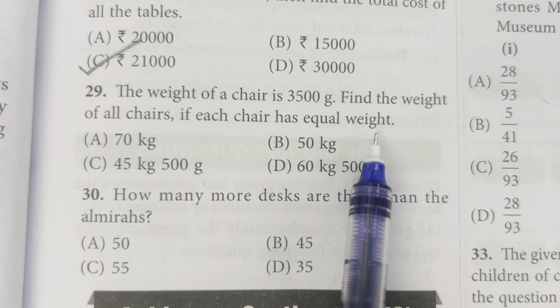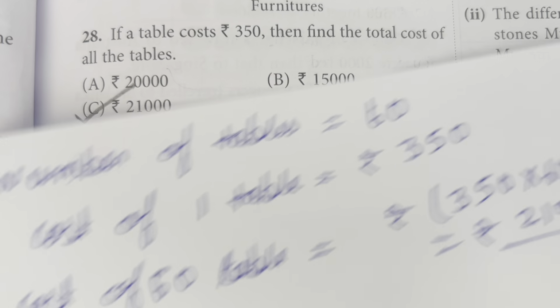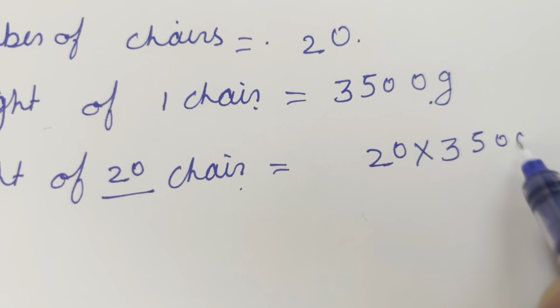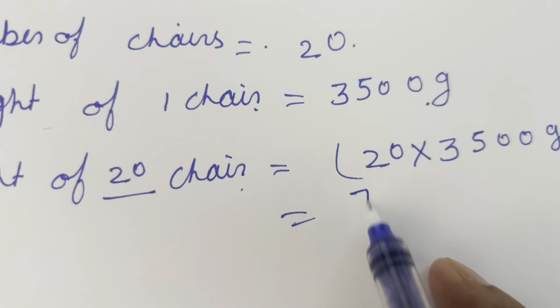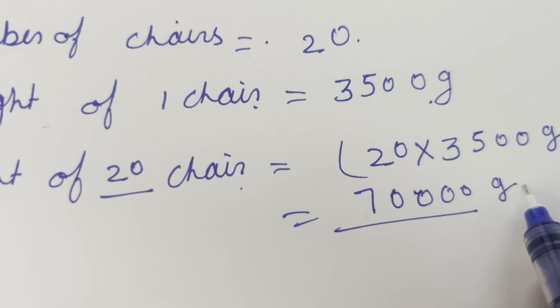In this question, first of all we will find the number of chairs, that is 20. Number of chairs is equal to 20 and weight of one chair given is 3500 grams. So weight of 20 chairs is equal to 20 multiplied by 3500 grams, that is equal to 70,000 grams.